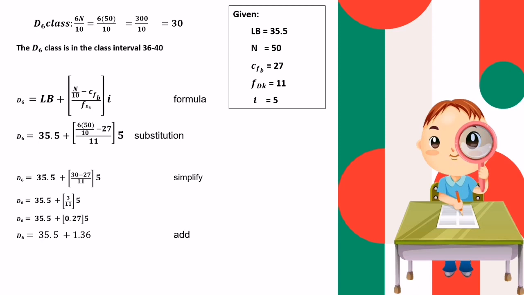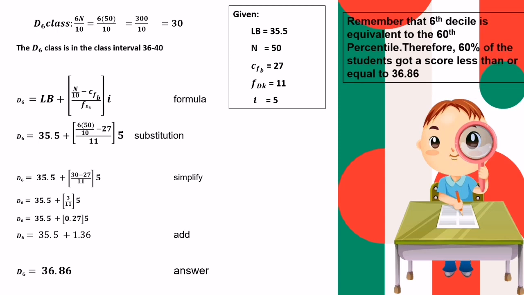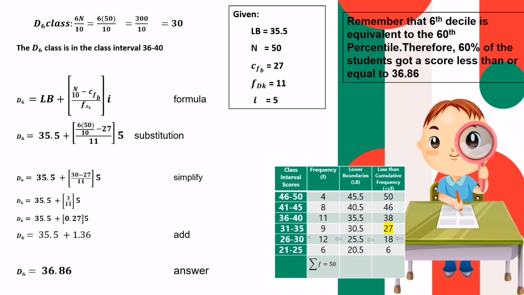And then we can now add these two. So 1.36 plus 35.5, we have 36.86. So therefore, 60% of the students got a score less than or equal to 36.86. And also remember that the 6th decile is equivalent to the 60th percentile. So let's see. Okay, so the 36.86 is in this class interval 36 to 40. Okay?